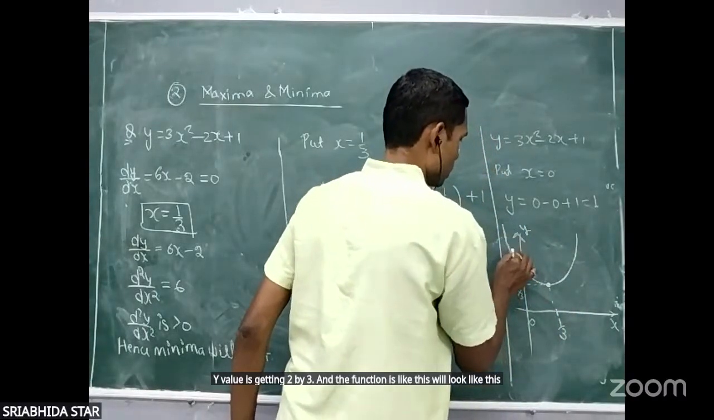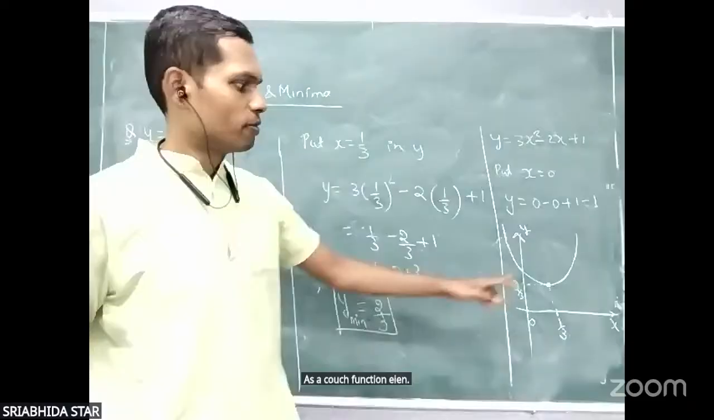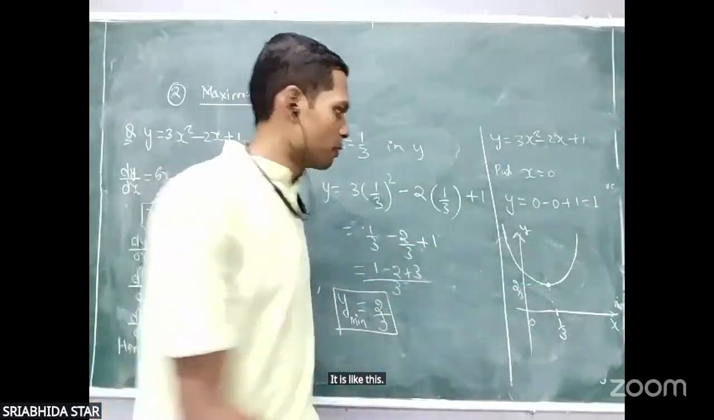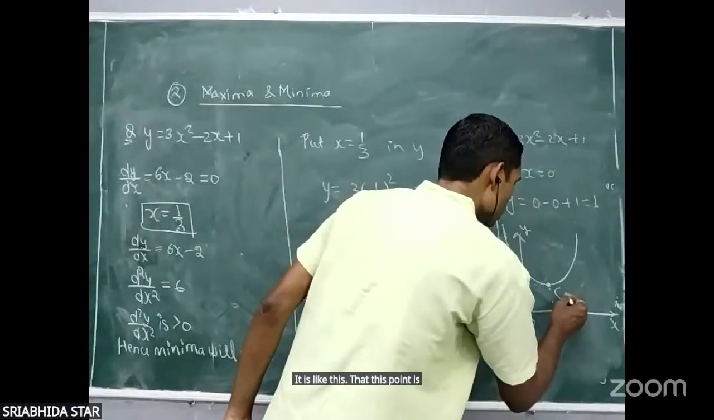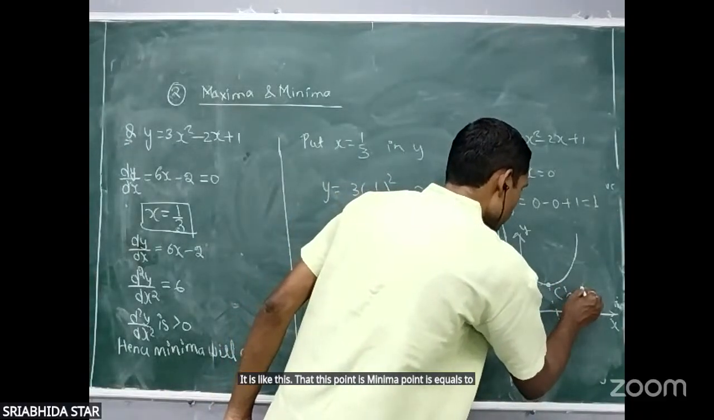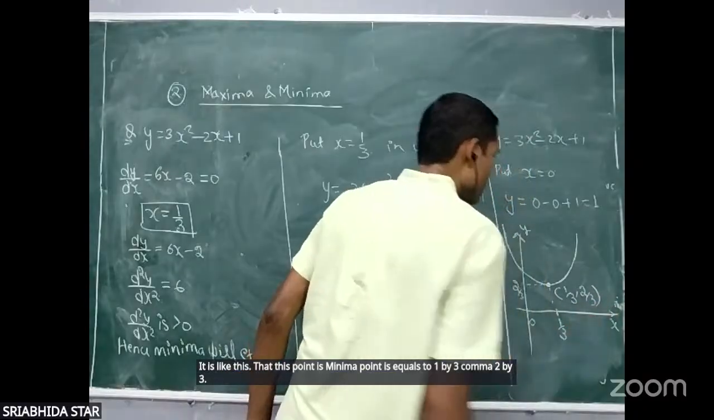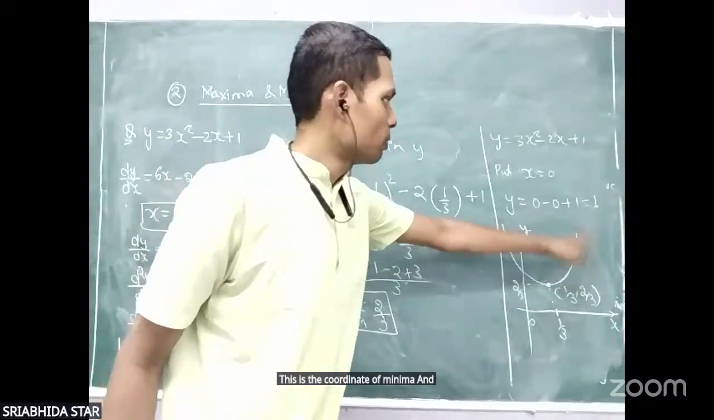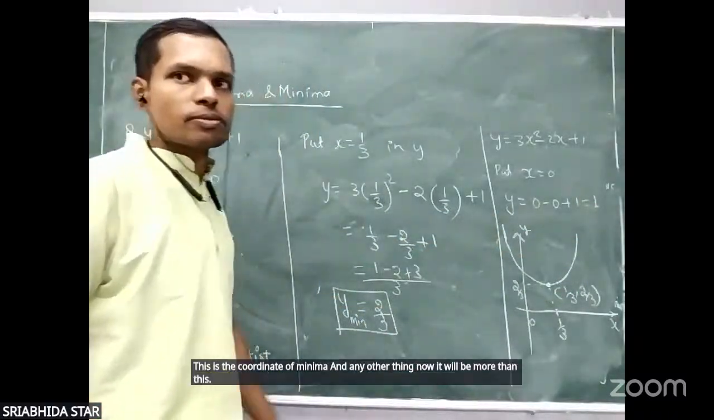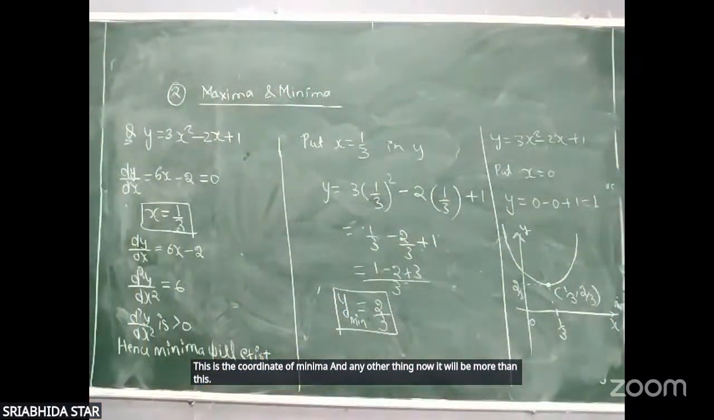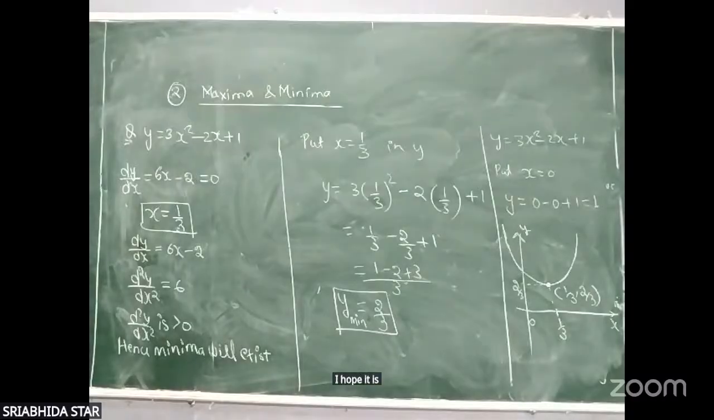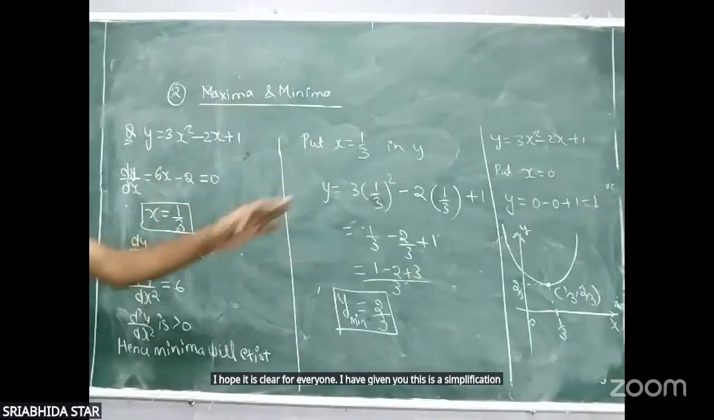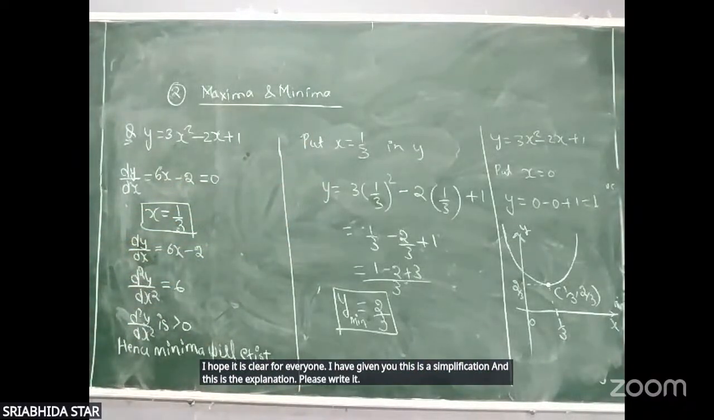Some function like this. This function, what I have drawn, is like this. This minima point is 1 by 3 comma 2 by 3. This is the coordinate of the minima. And any other point will now be more than this. I hope it is clear for everyone. This is the simplification and this is the explanation. Please write it down and then we'll proceed.